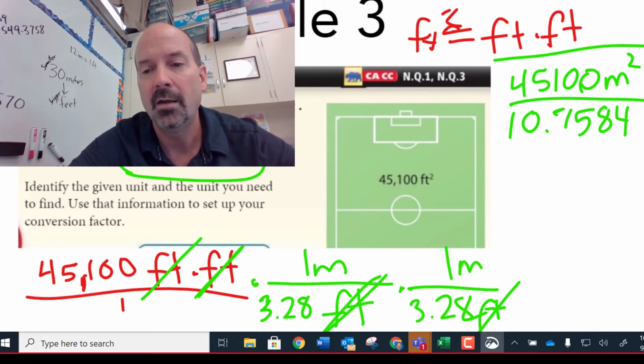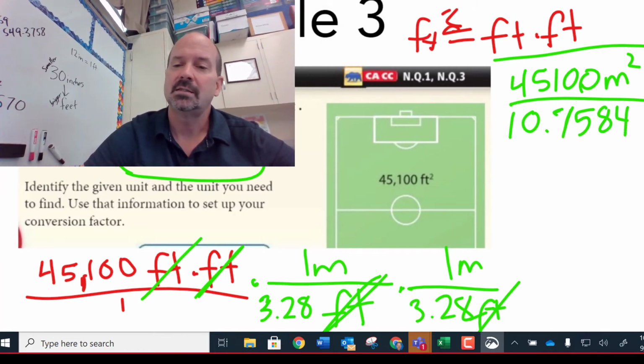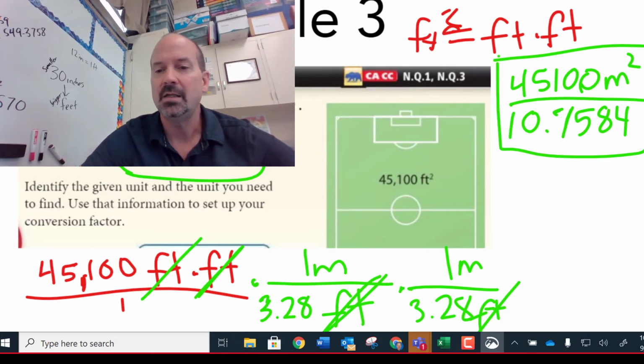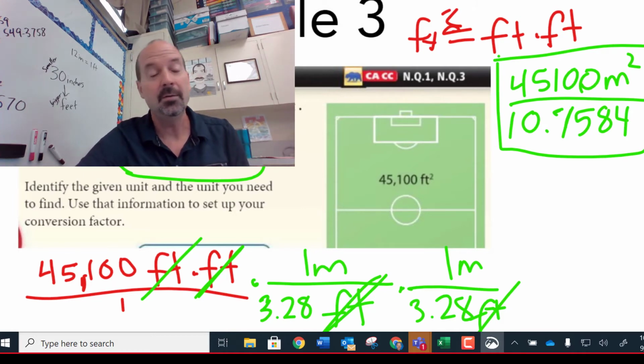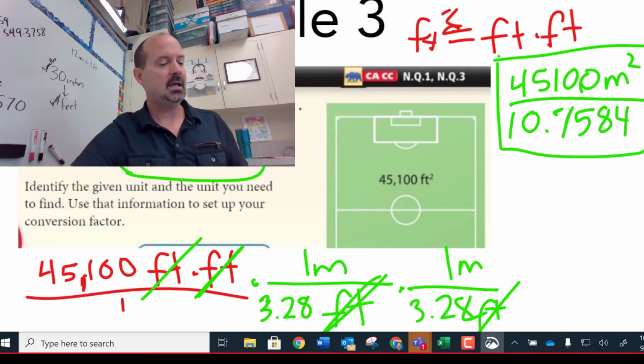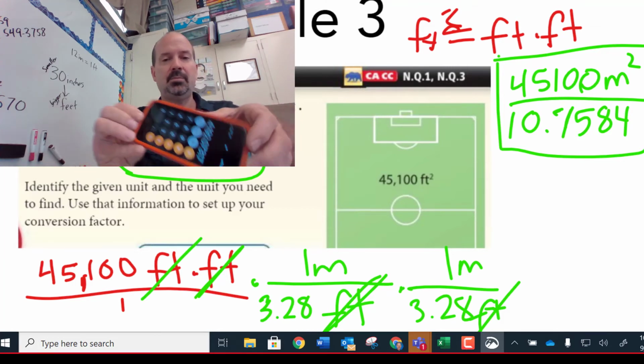10.7584. Okay. Now, of course, this is a division problem. Fractions are division problems. So I'm going to divide 45,100 divided by 10.7584. And so let me write that down, or I'll put it in my calculator. 45,100 divided by 10.7584. Ugh, I wrote the wrong number. 10.7584 equals. And I got this big long decimal. It's going to be pretty long.